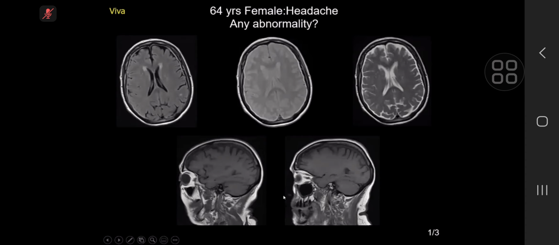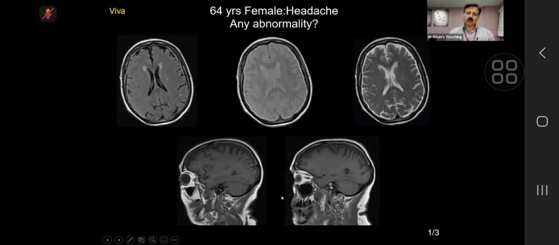So looking at the different sequences in the MR, I don't see any focal lesions. There's no midline shift. There appears to be some thickening of the leptomeninges with some high signal in the T2 weighted images. But apart from that, I don't see anything. But it's very diffuse and it's leptomeningeal because it's in a gyriform pattern.